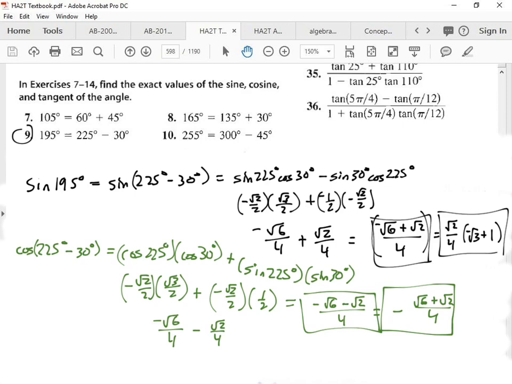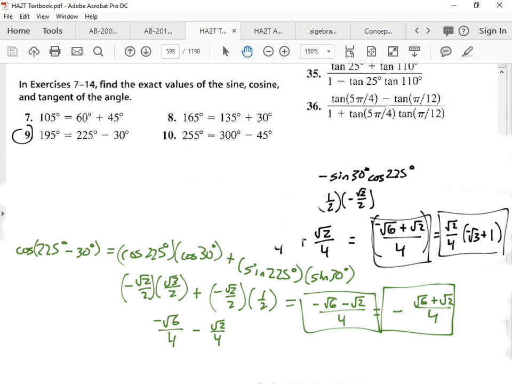Okay, should I do tangent really fast because tangent's nasty looking? I gotta get more space for my tangent. Okay, here's our tangent. Tangent of 225 degrees minus 30 degrees. Okay, now it says minus. I think it's tangent 225 degrees minus tangent 30 degrees, and on the bottom it's 1 plus tangent 225 degrees times tangent of 30 degrees. Right? Oh, man. Look at all that dirtiness.